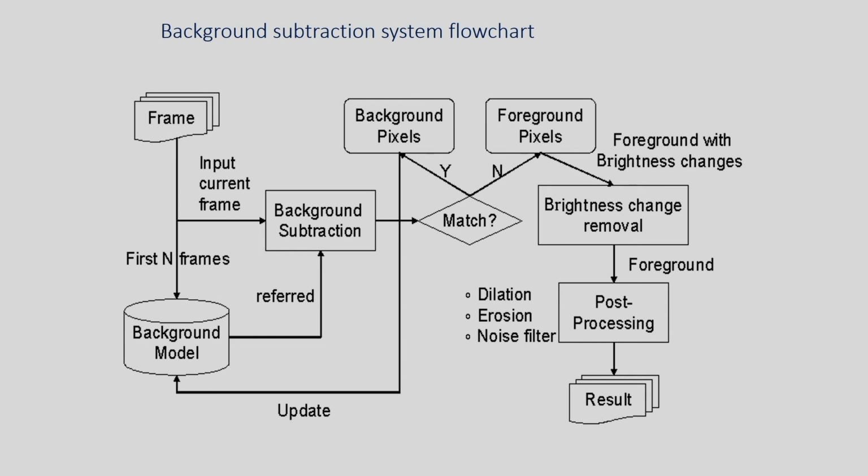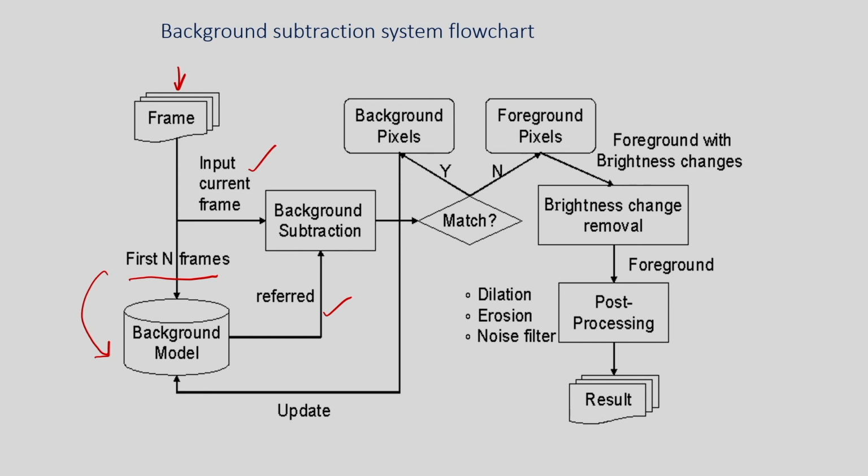So, the background subtraction system flowchart. Suppose I have the input video and I am considering the frames of the video. First, I am considering the first n number of frames, and based on this I am determining the background model. So, the background model is determined from the first n number of frames. After this, suppose one input frame is coming, that is the input current frame. You can see I have the background image here and I have the input current frame.